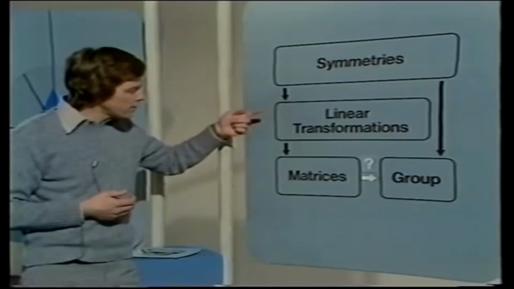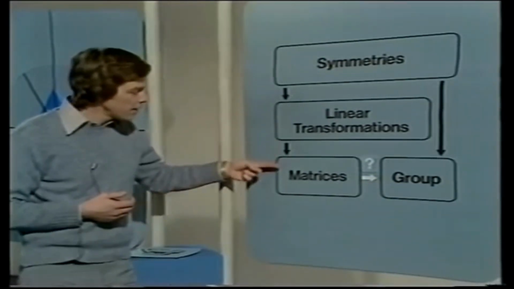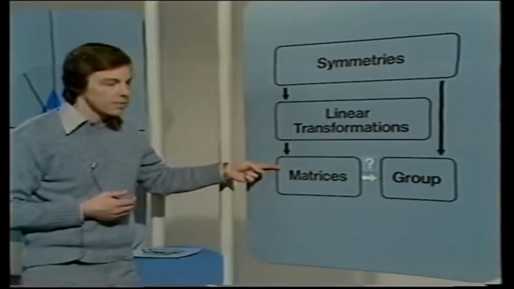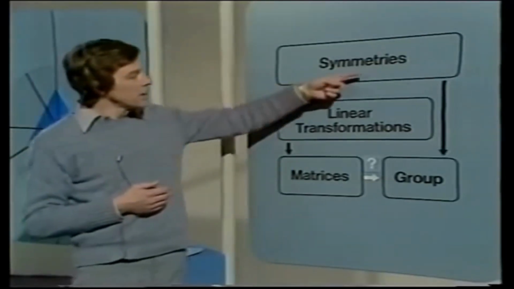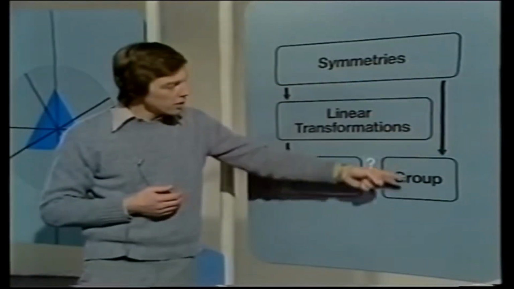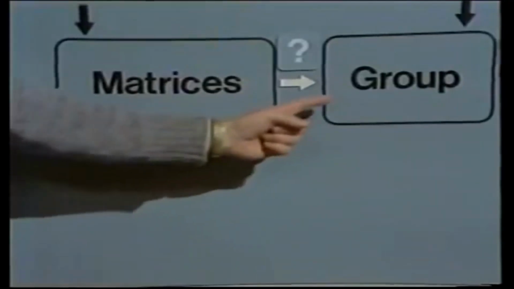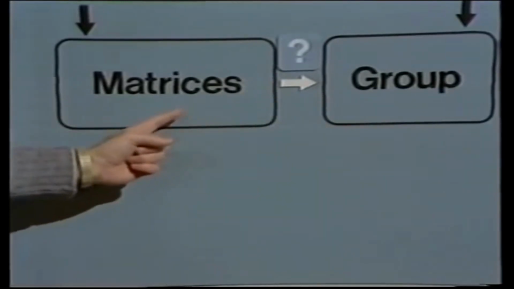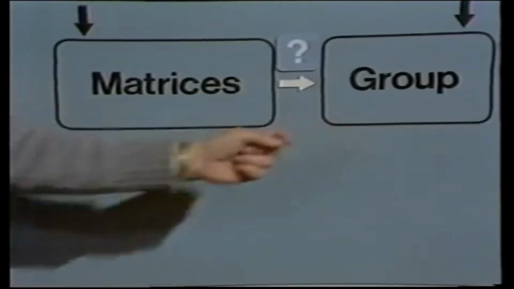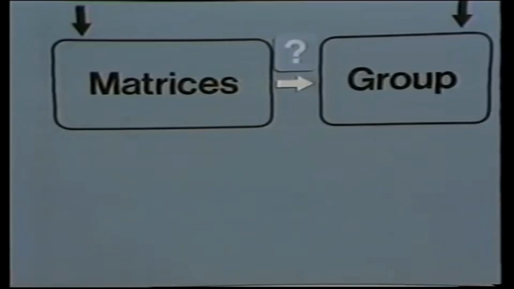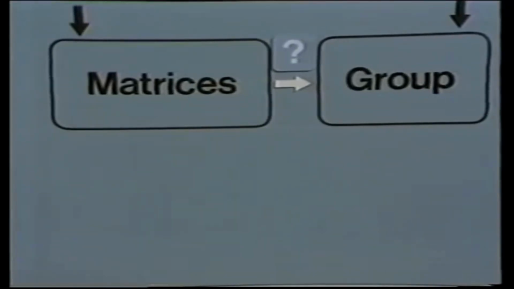Now, we know that we can represent linear transformations by matrices. And we also know, as I said earlier, that the 6 symmetries form a group. So the question arises, can we put this arrow in across here? In other words, does this set of matrices form a group? Well, if it's going to form a group, then we need to ask 2 questions. What's the group operation? How do we combine the matrices? And what are the inverses of the matrices in this group?